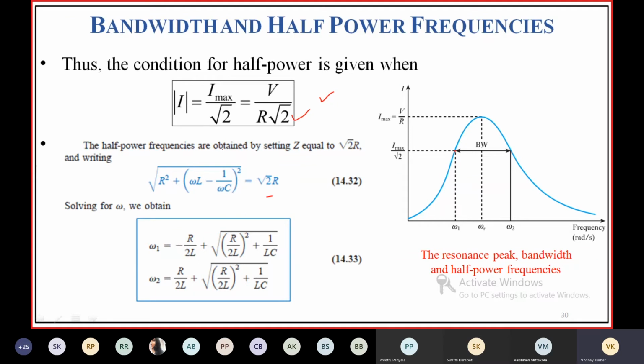So the half power frequencies, meaning lower cutoff frequency and upper cutoff frequency, both can be obtained by making impedance equal to root 2 R. This is the impedance at lower cutoff frequency as well as upper cutoff frequency. After solving this, you are going to get omega 1, the lower cutoff frequency, equal to minus R by 2L plus under root (R by 2L) whole square plus 1 by LC. The upper cutoff frequency is R by 2L plus under root of (R by 2L) whole square plus 1 by LC.